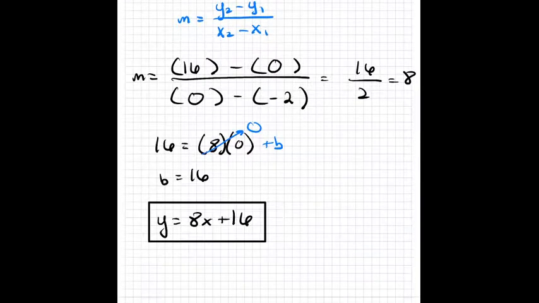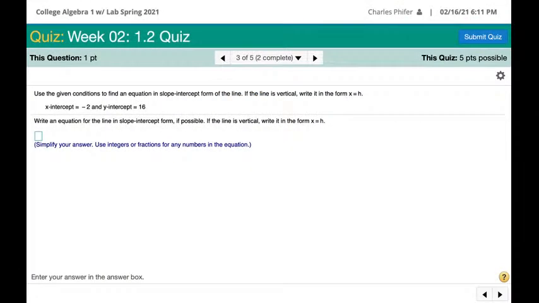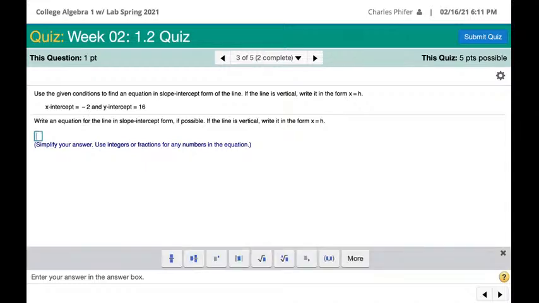Okay, let's go back and answer the question. The equation of the line in slope-intercept form is y equals 8x plus 16. What's the time? Okay, we're going to go with this.